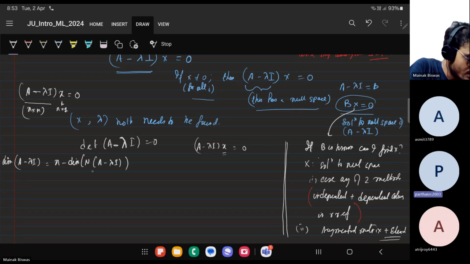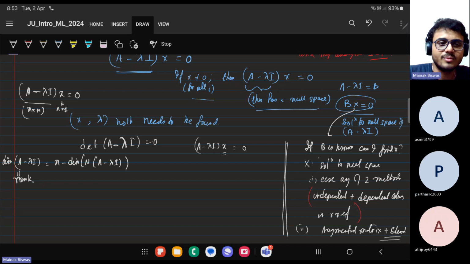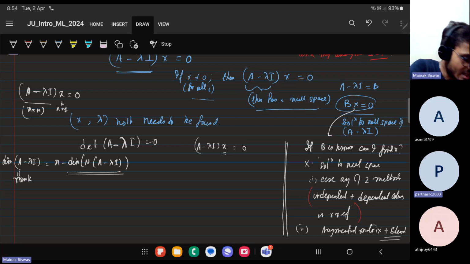Okay, I understand. This is the rank. The rank of the matrix, by the rank nullity theorem which we proved, is n minus the dimension of the null space of A minus lambda I, which is greater than 0. That one is clear. And this is less than n, so this is a singular matrix, since it is not full rank.